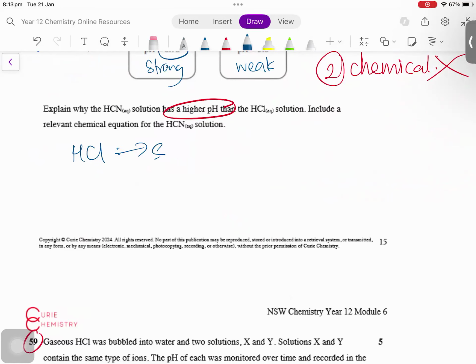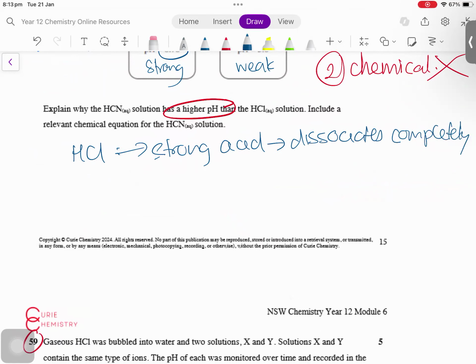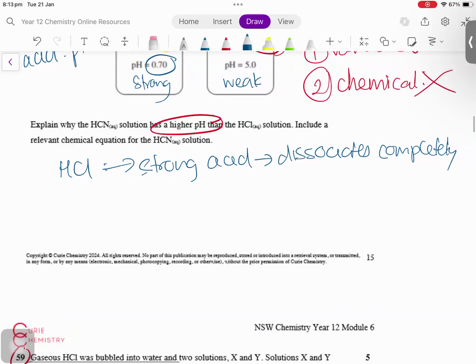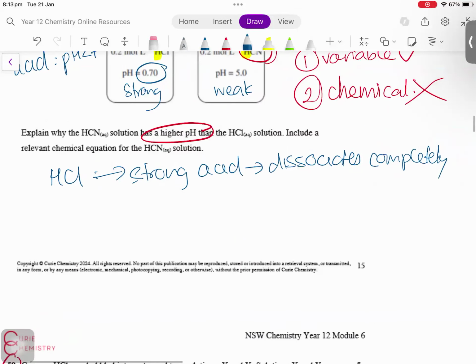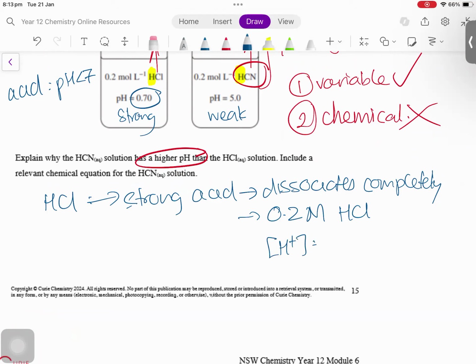It dissociates completely. And then because they've given me numbers to work with, I can prove where they got the number from. I don't just have to stop here. I don't just have to be like, oh, that's why it has the lower pH. I can specify that's why it has a pH of 0.7. So I'm going to keep on going with this one actually. It dissociates completely. So if you have 0.2 molar HCl, guys, what's the H plus concentration you have? It dissociates completely. 0.2 as well, because it's a 1-to-1 ratio.